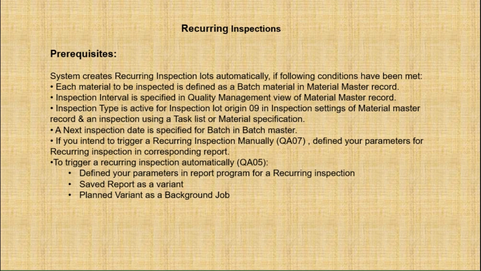Similarly, recurring inspection is done on the materials which are batch managed materials. After a specified interval of time, again the lot should be triggered automatically and we do the inspection for it. In the batch details, we can see the next inspection interval date, which is maintained. Once that particular date reaches, then the lot will be triggered.